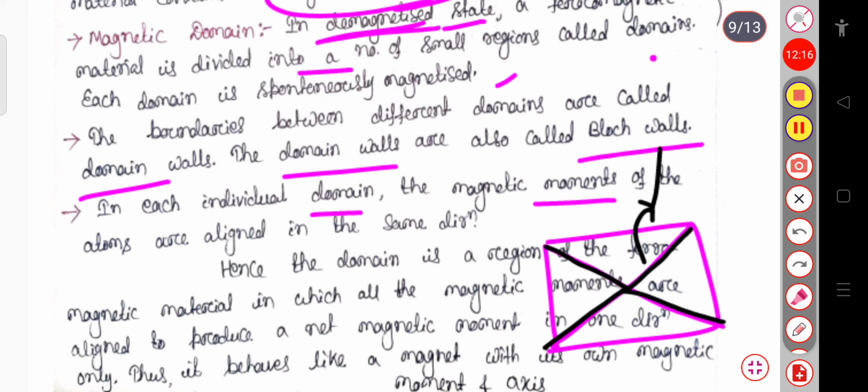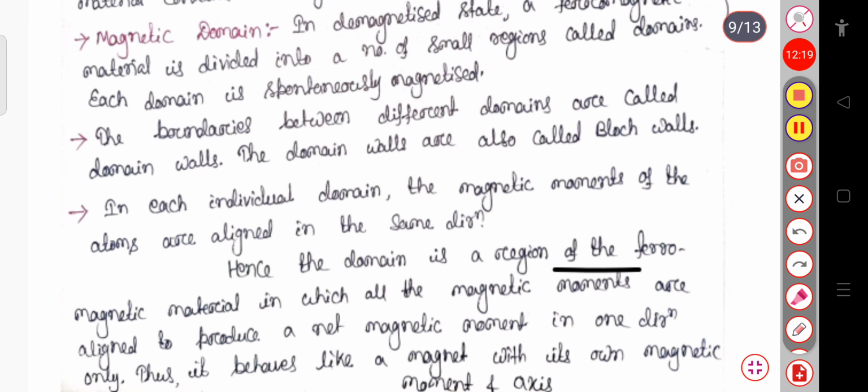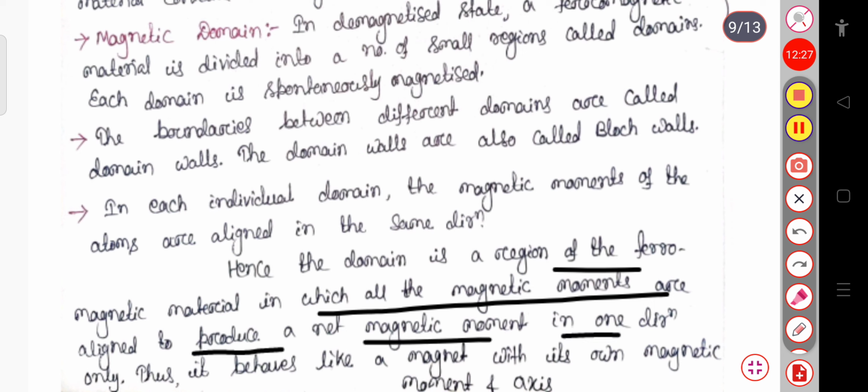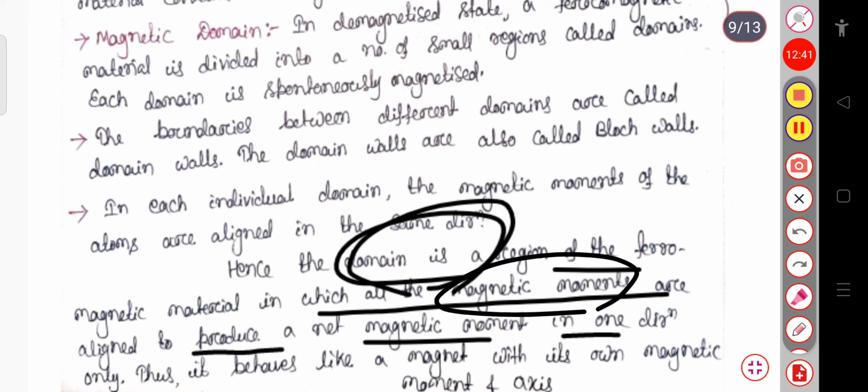So a domain is a region of the ferromagnetic metal in which all the magnetic moments are aligned to produce a net magnetic moment in one direction only. It behaves like a magnet with its own magnetic moment and axis. It means that the domain is a particular region of the ferromagnetic material in which all the magnetic moments are aligned to produce a net magnetic moment in one particular direction. So this is all about ferromagnetic material and their domains.